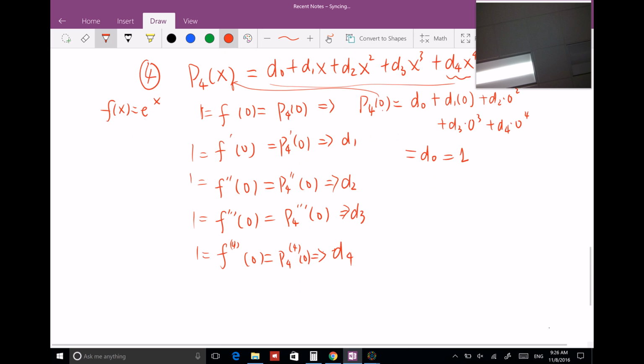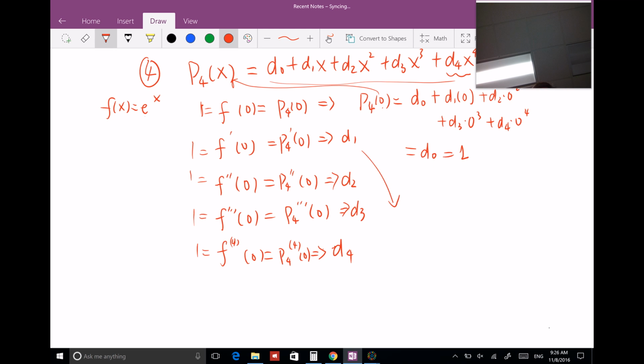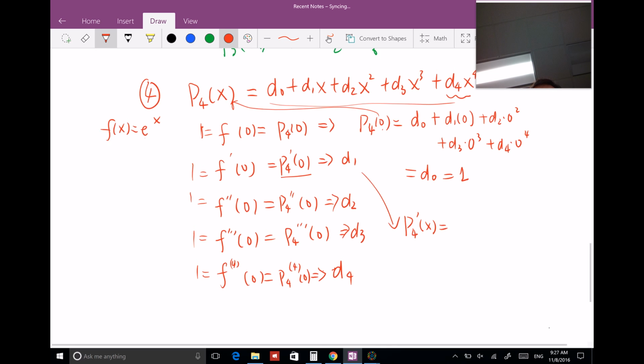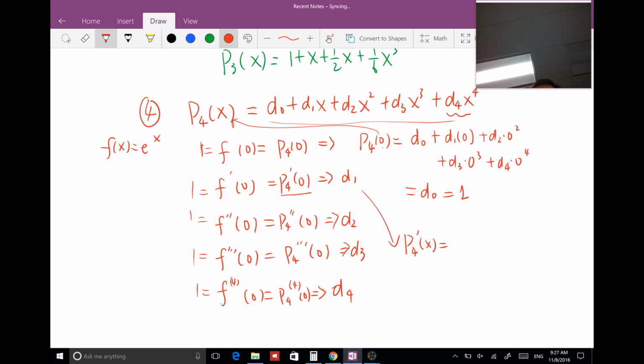Yep. Okay, can you help me find D1? It would just be 1 again. So what do I do with the polynomial function? We would take the first derivative and then plug the 0 in for x. Yes, I take the first derivative of that. You got what? What's the first derivative of this function?